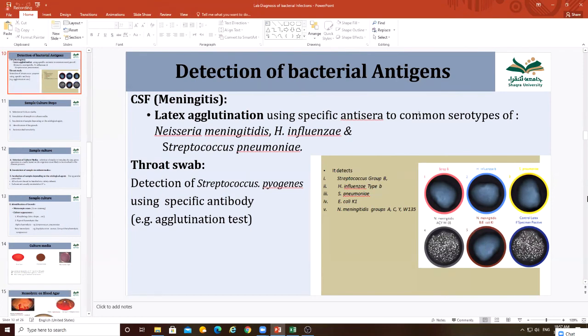So the patient is suffering only from one bacteria, but which bacteria is causing infection? React to the specific antibody. In whichever well the agglutination occurs, that well means that antigen of that bacteria is present. So in this case, Neisseria meningitidis is giving a positive test, so the patient is suffering from Neisseria.